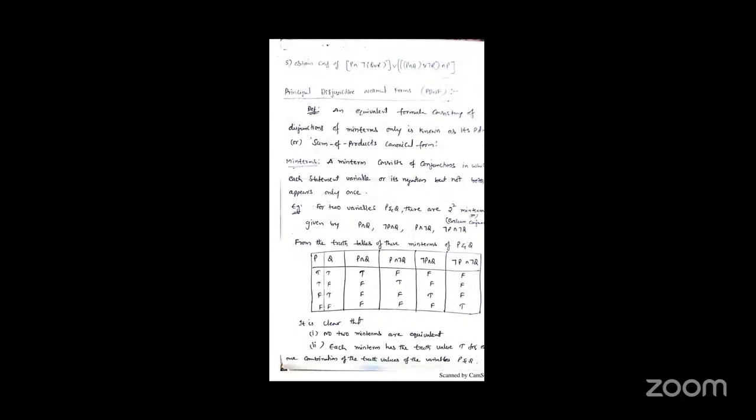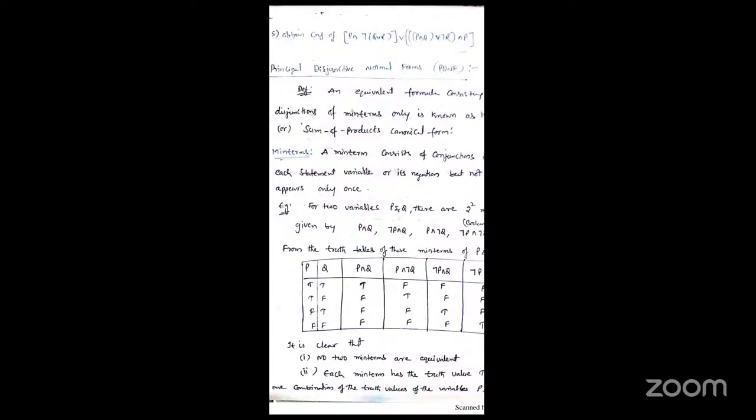Okay, like this we can do some more examples. Next, I am going to start the next topic. Do the practice problem, convert it into CNF. So the next topic is principal disjunctive normal form, PDNF, that is disjunctive normal form into principal disjunctive normal form.